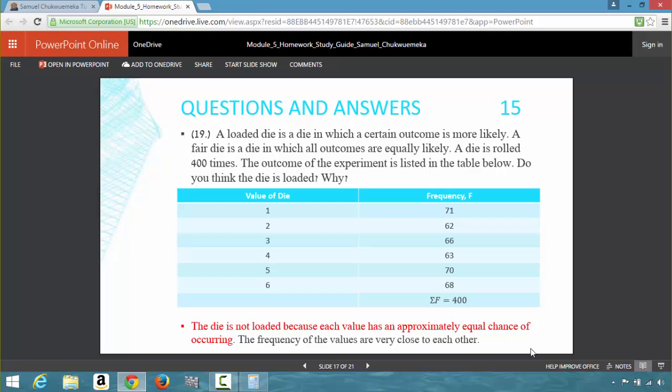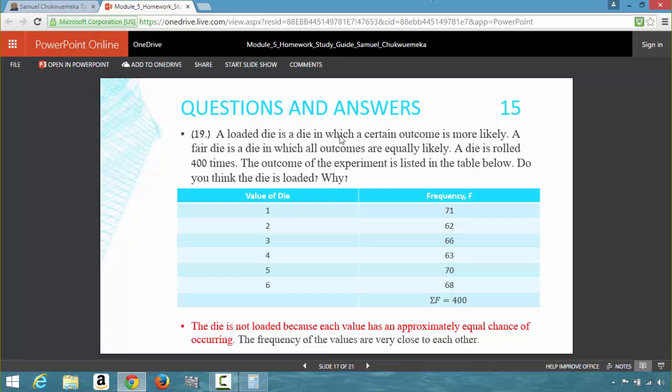Question 19. A loaded die is a die in which a certain outcome is more likely. A fair die is a die in which all outcomes are equally likely. So do you see the difference between a loaded die and a fair die? In a fair die, all outcomes are equally likely. They have almost equal probabilities. But a loaded die, some elements have more probabilities than others.